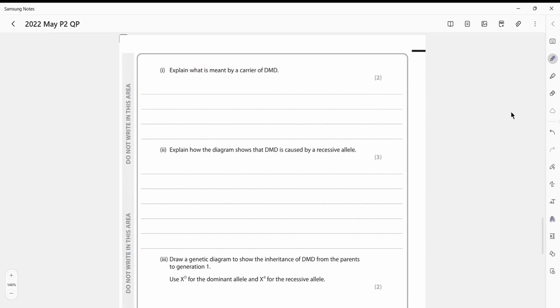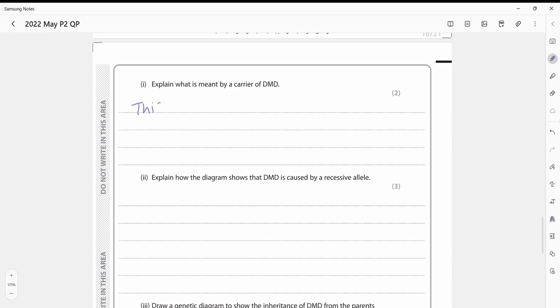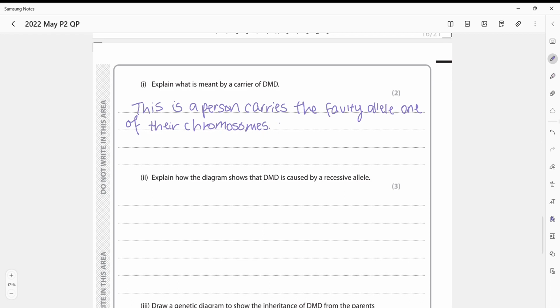So here we would write, this is when a person carries the faulty allele on one of the chromosomes, so the dominant allele would mask the effect of the recessive allele. Alright, moving on to part 2.